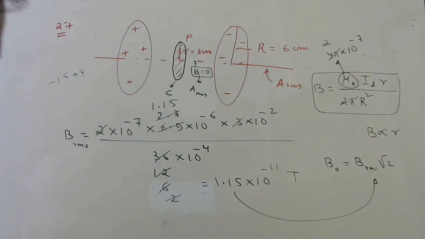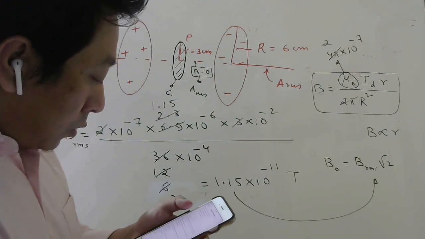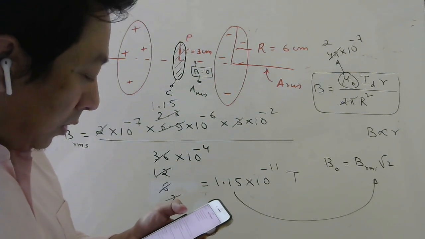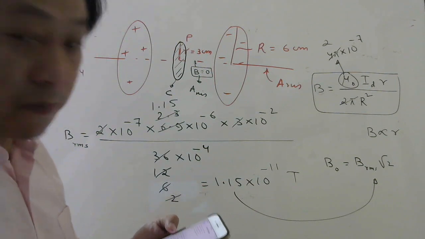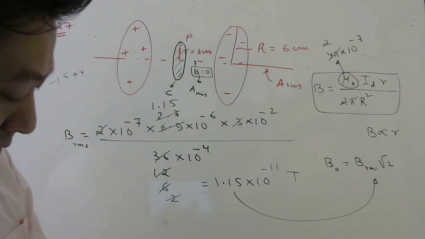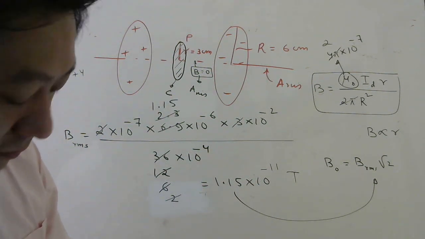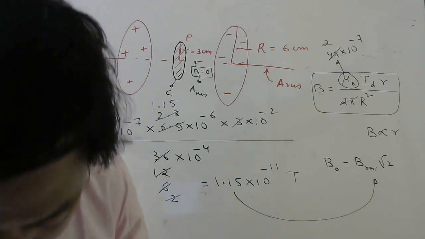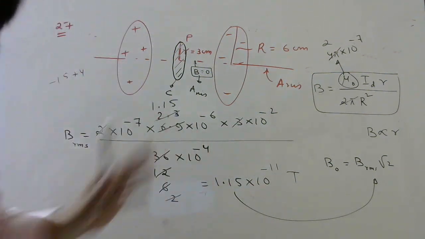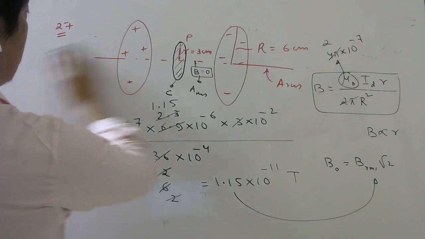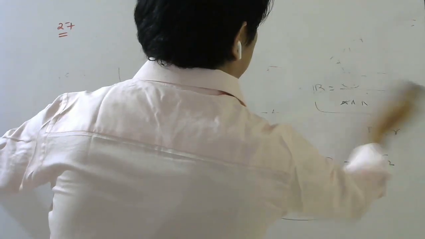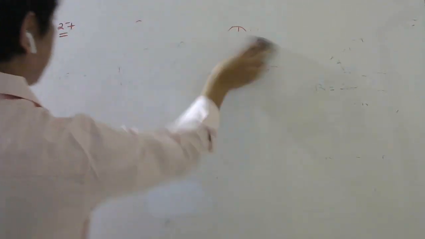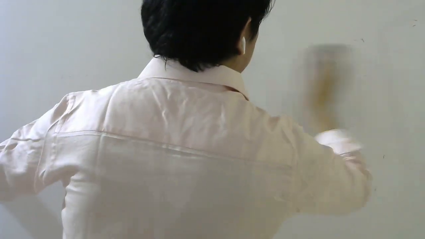Okay, students? So it is completely wrong. Option B is wrong, since it's 10 power minus 7 they have given. So only option A is correct. Question number 28. It is this only, but with symbols we have to do.